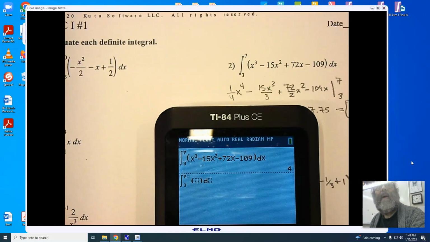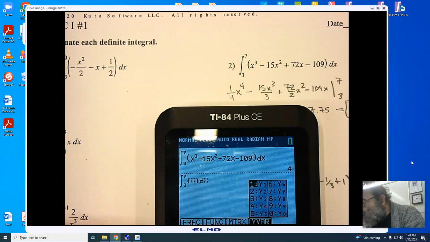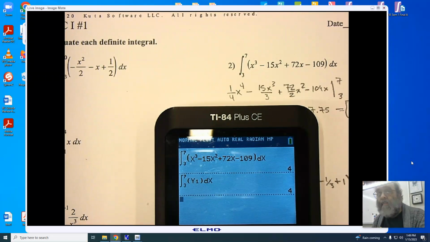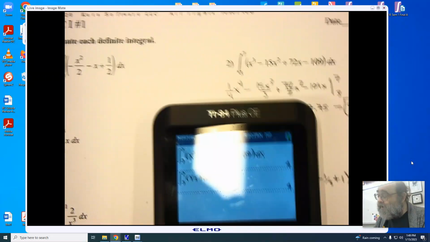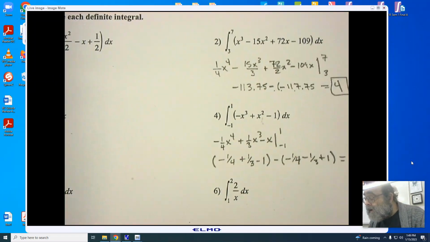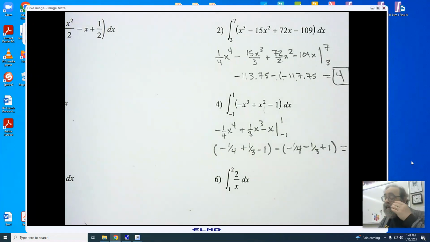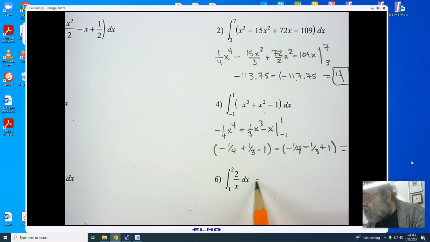You can't see that very easily, 3 to 7. And then I'm going to put alpha trace, y1 now goes in, dx, and I get the same thing. All right, so you've got a few choices to check. Now, notice number 6. Number 6 is now dealing with x to the minus 1 power. We know that this is going to have to be one of our special rules.